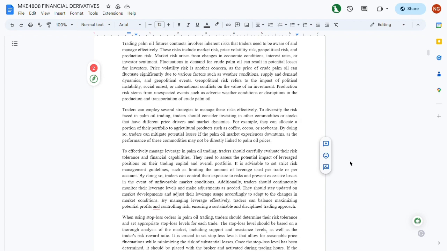The second strategy we use is we evaluate our risk tolerance and financial capabilities. During week 1, we bought 11 units of FCPO, which is MPCM23, the crude palm oil future contracts. But on week 3, we realized that the FCPO is not performing well. So realizing the huge loss we faced, we sold 8 out of 11 units that we have for MPCM23 immediately to prevent excessive loss in the event of unfavorable market conditions.